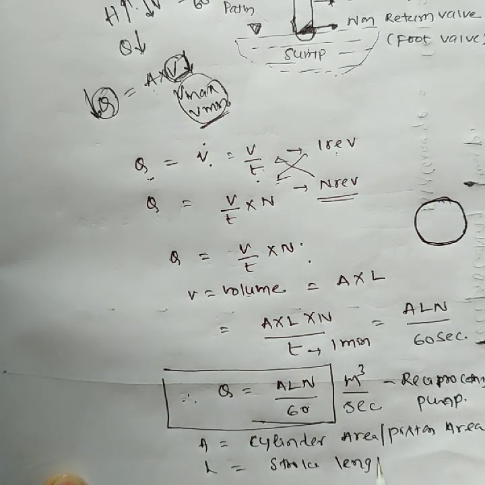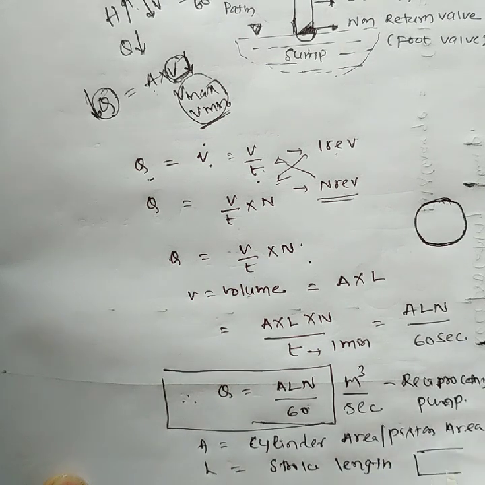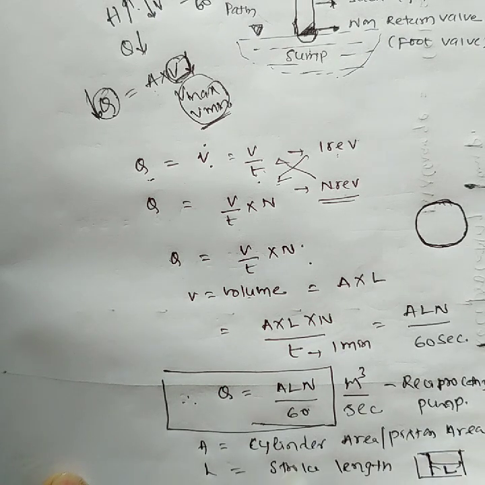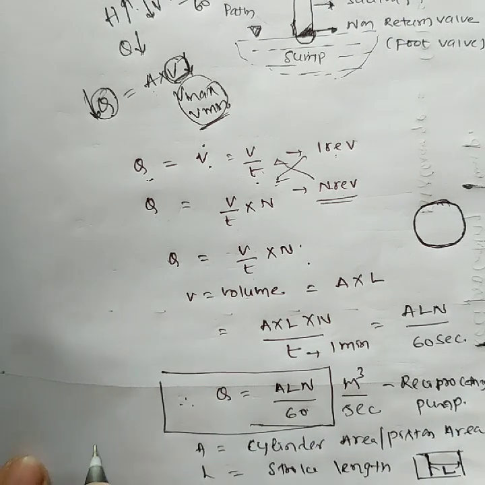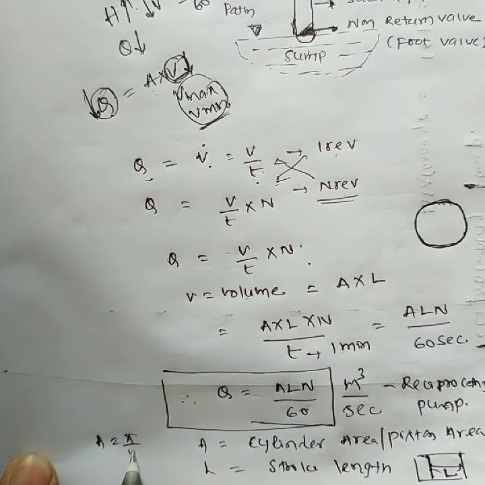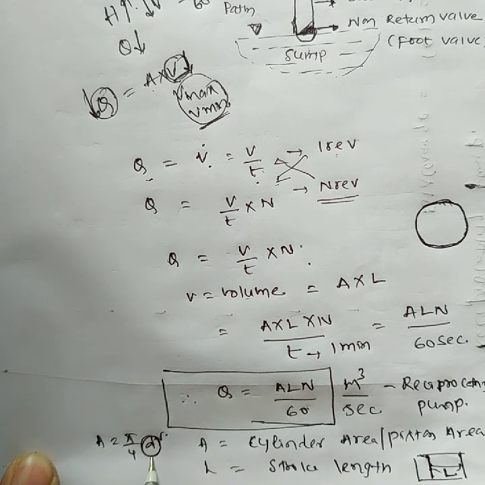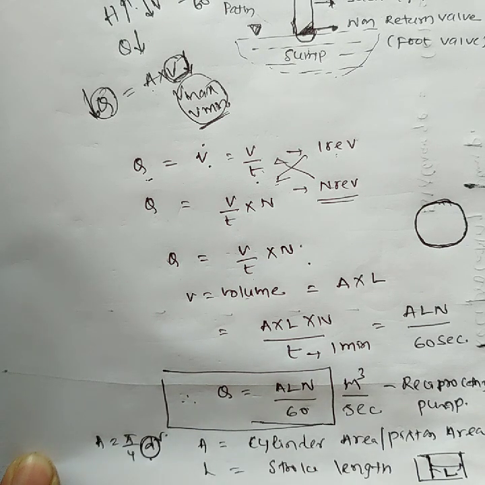What is meant by stroke length? The piston moves from the inner dead center to the outer dead center. That length is called the stroke length. And how do you represent area? Area is equal to pi by 4 d square. What is meant by D? D is the cylinder diameter, or the piston diameter. These are the terms involved here.